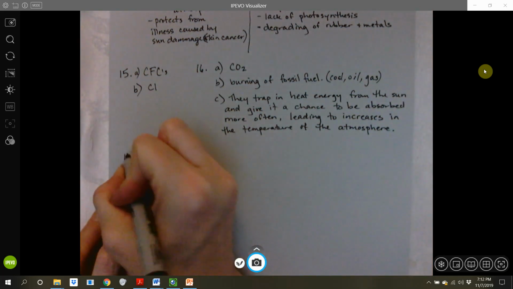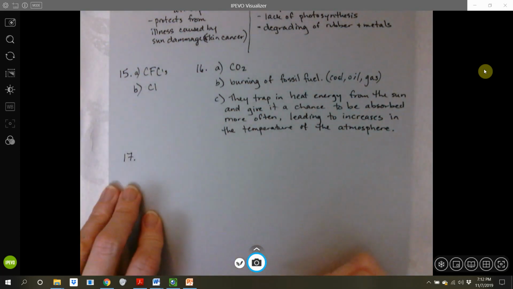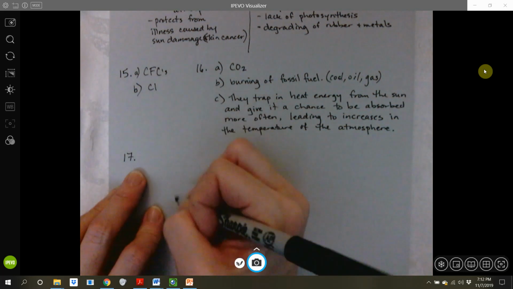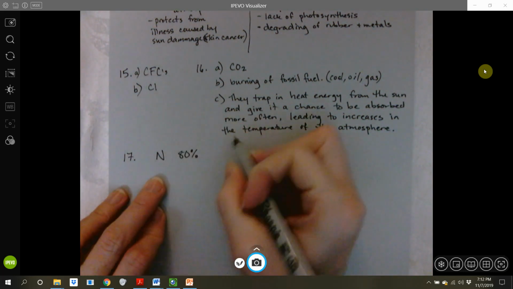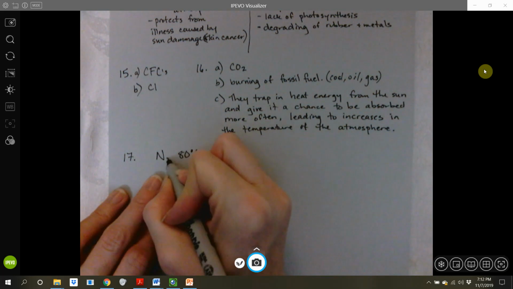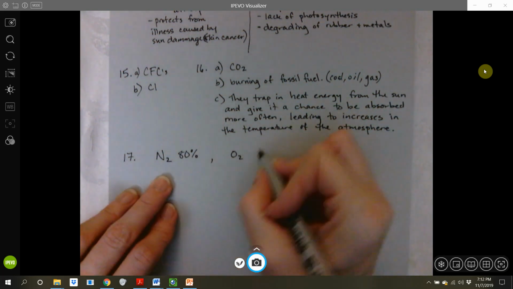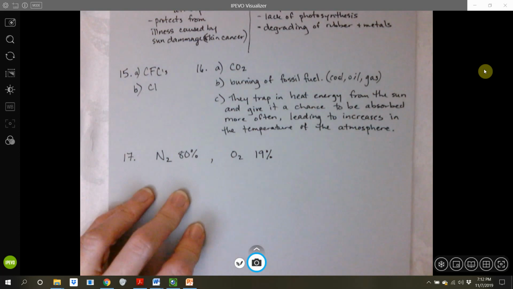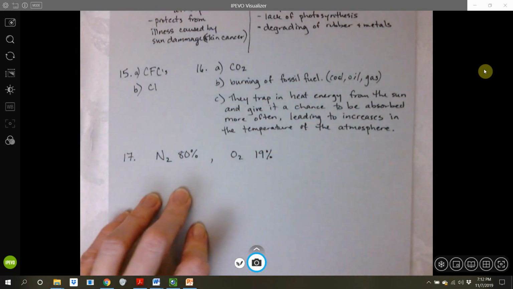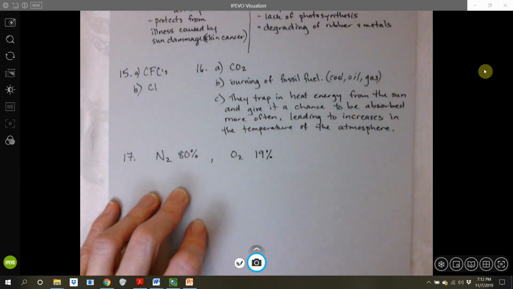17 says, what two gases make up most of the air? Nitrogen is 80% of the air, while oxygen, I guess it's N2 and O2, oxygen makes up 19% of the air. The rest is CO2, H2O, a little bit of pollutants, makes about 1% depending on where you are in the world. Okay.